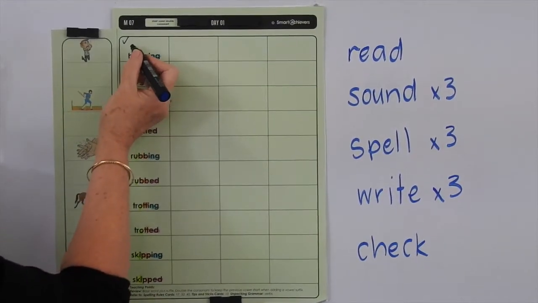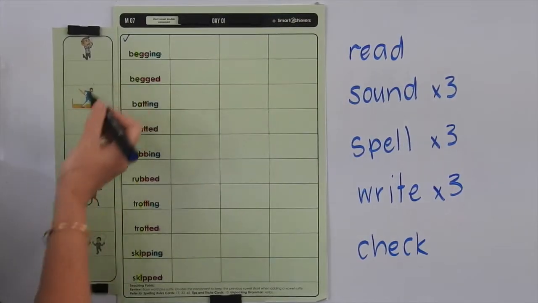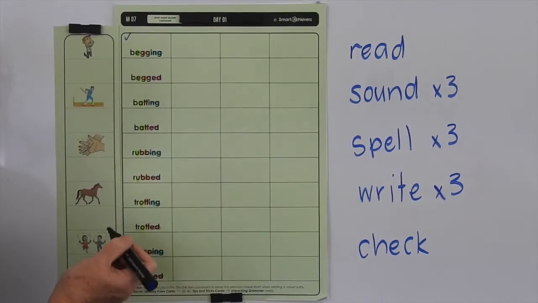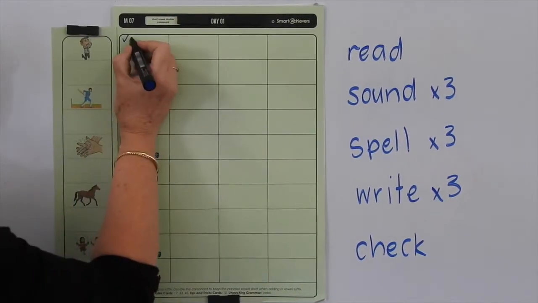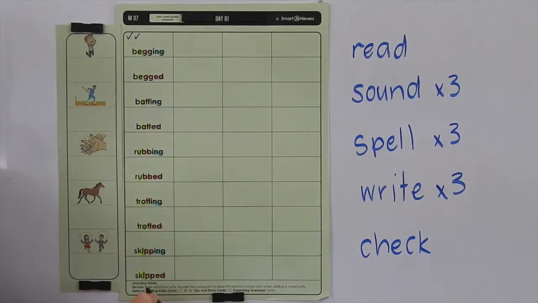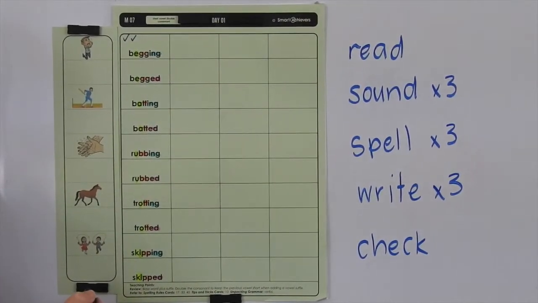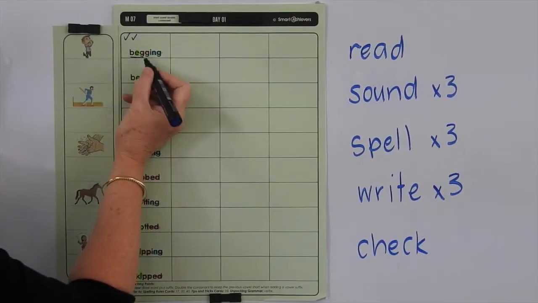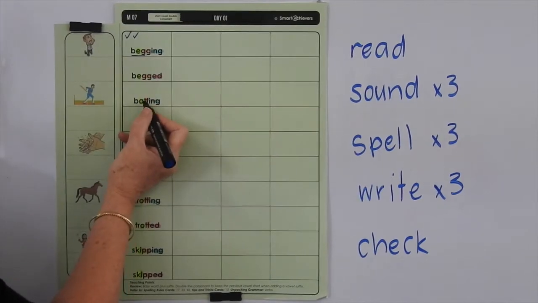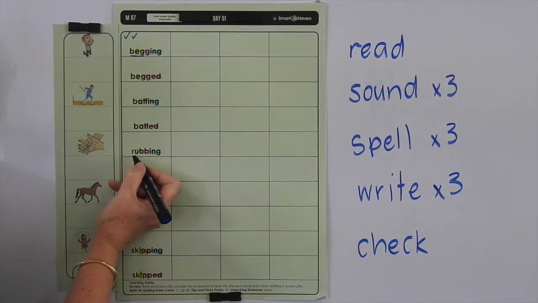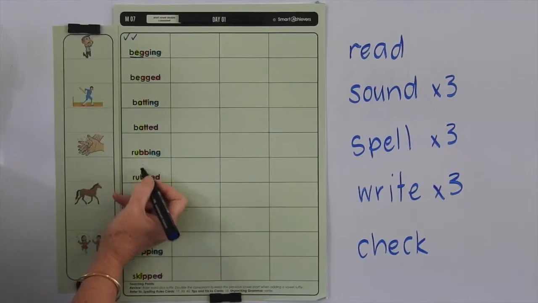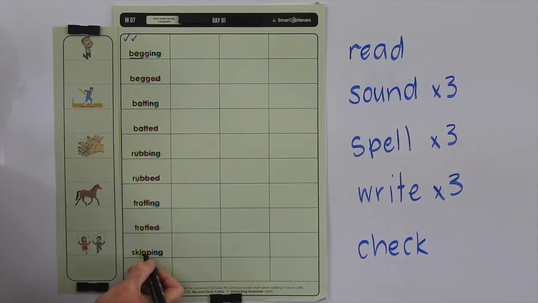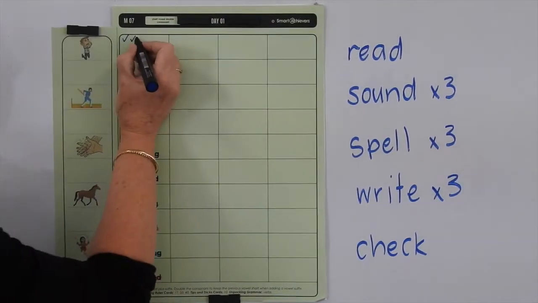The next thing is, does the base word have a short vowel in it? We decided they were all short vowel sounds, so we're getting 2 ticks for all of these words. The next thing we have to look at is, does the base word end in 1 consonant? Yes, beg ends in 1 consonant, a G. Bat ends in a T. Rub ends in a B. Trot ends in a T. And skip ends in a P. So yes, we did get that.